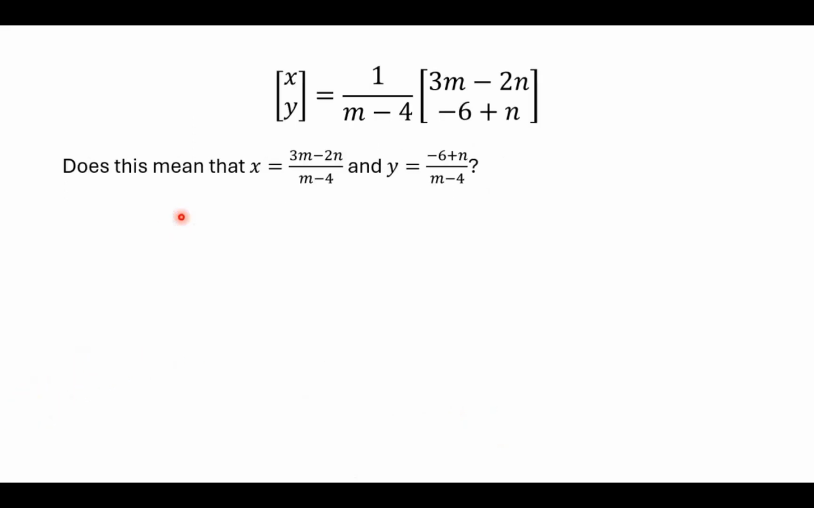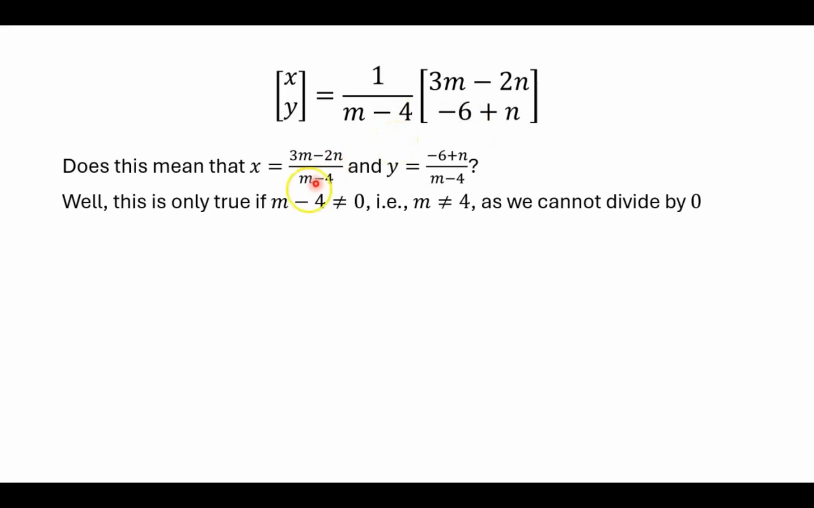From the previous slide, we end up with this matrix equation. Now if you just distribute this 1 over m minus 4 in, and get rid of the columns, you can see that x is equal to this divided by this, and y is this divided by this. Well, this is only true if m minus 4 is not 0, so m is not 4, as we cannot divide by 0 in these cases.